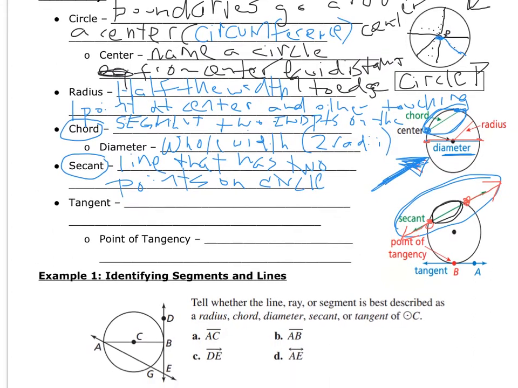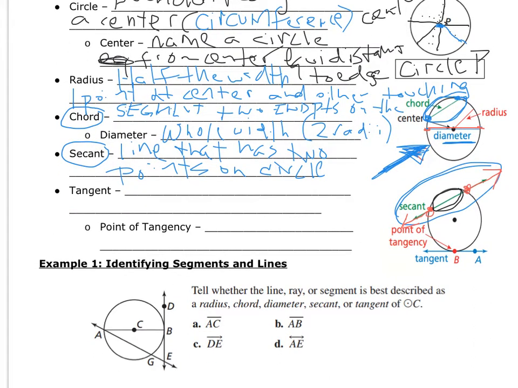And we'll scroll up a little bit. And then you have your next type of line, and that's called a tangent line. All you have to be a tangent line is touch a circle at one point on a circle. And I'm going to circle that because that's important. A tangent line only touches a circle at one point.